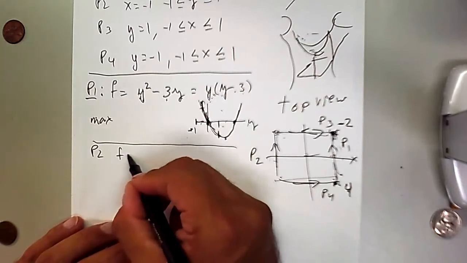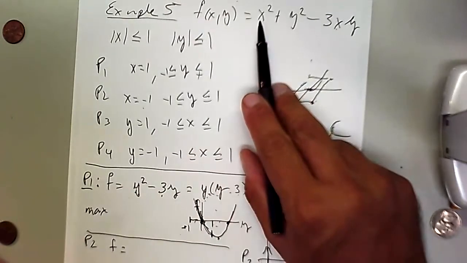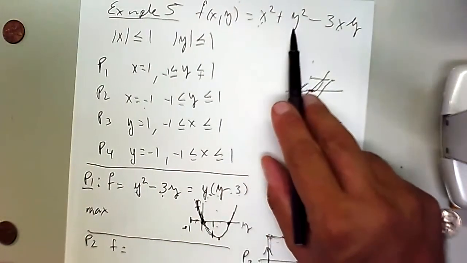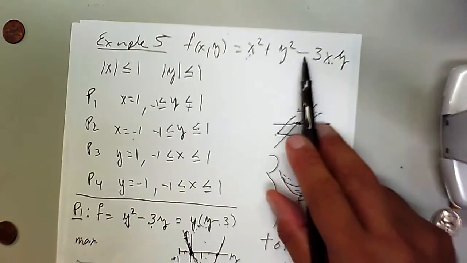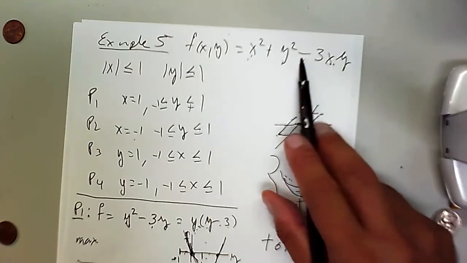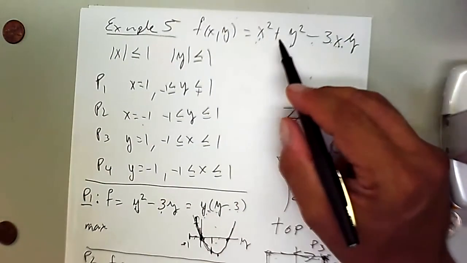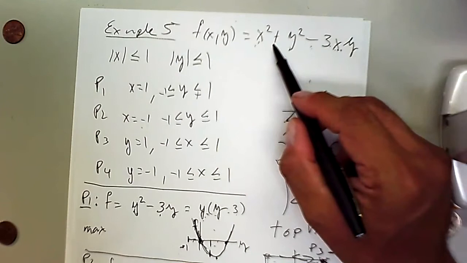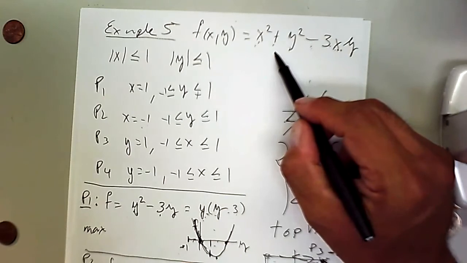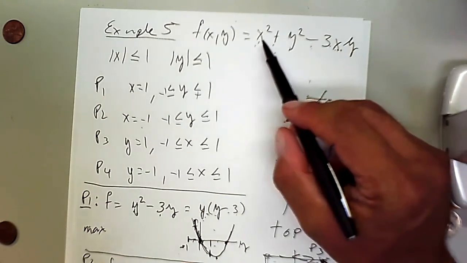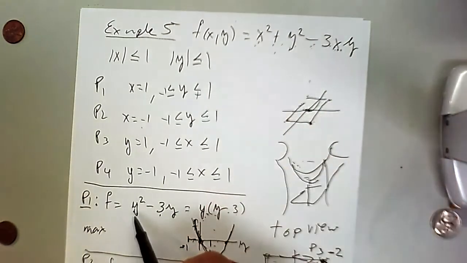Path 2, f is equal to, okay, so now in path 2, x is negative 1. So that is negative 1 squared, still 1. Y ranges, and then this becomes negative 1. So that causes those two negatives to add 3. I'm thinking whether I missed something here. I think I missed a 1. This was 1 plus y squared minus 3y. I did miss a 1.